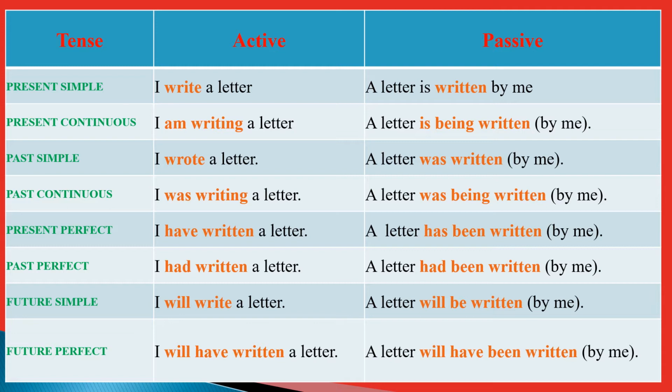We have to remember we use the past participle of the verb. Write, wrote, written. We use written in the passive voice. Eat, ate, eaten. We use eaten in the passive voice. Kill, killed, killed. We use killed in the passive voice. You have to use this chart as an example for changing active to passive. This is very helpful for you to practice active to passive voice.